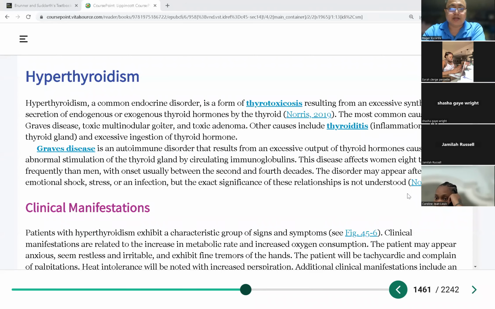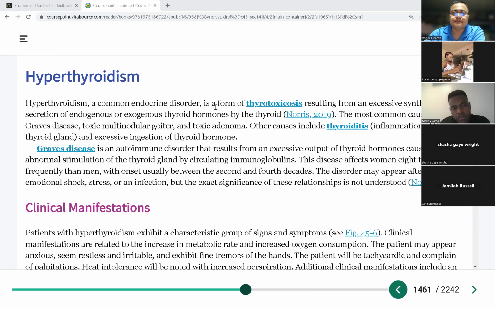Okay, let's start with the other problem now. In hyperthyroidism, same pattern as with hypothyroidism, there's a primary and a secondary and then iatrogenic cause as well. So primary, what do you think is the cause if it's primary? Since it's the same pattern as hypothyroidism. Primary cause would be what? Issue with the thyroid itself?